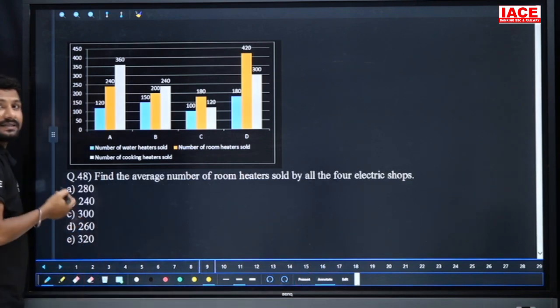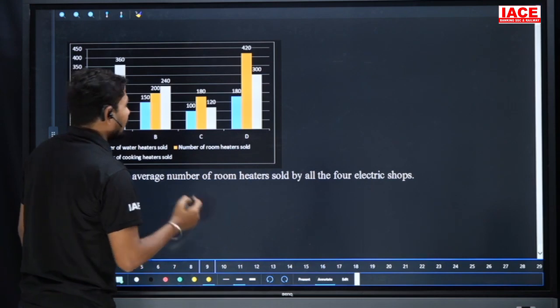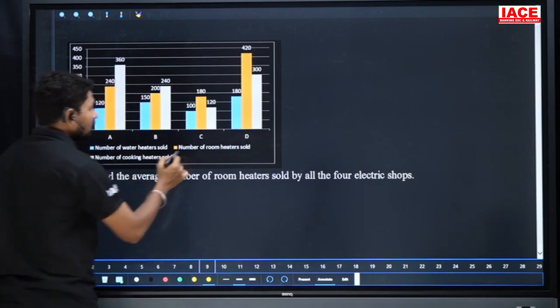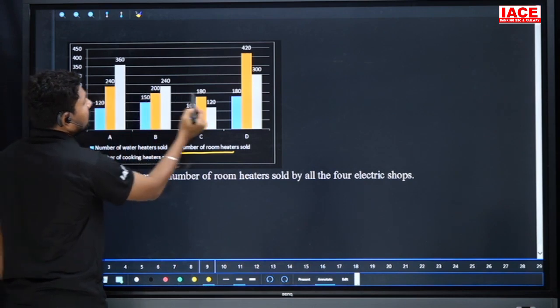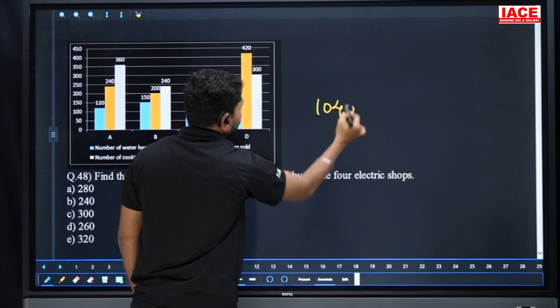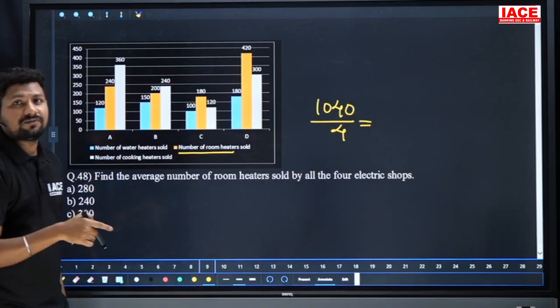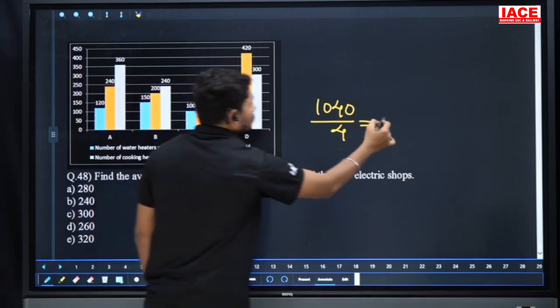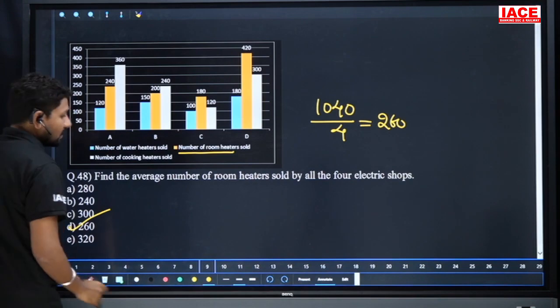Now we are discussing question 48. Find the average number of room heaters sold by all the 4 electric shops. So we require the average particularly for room heaters. Room heaters means orange color: 240 plus 200 is 440, 180 plus 420 is 600, which is equal to 1040, divided by 4. Now 1000 divided by 4 is 250, 40 divided by 4 is 10, so it is equal to 260. Our answer is option D.